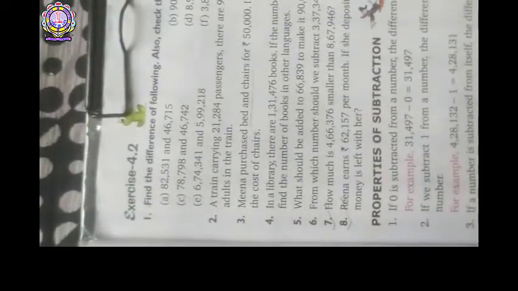Understand, everyone? The cost of a chair is 14,016 rupees. Next question. Question number 4.